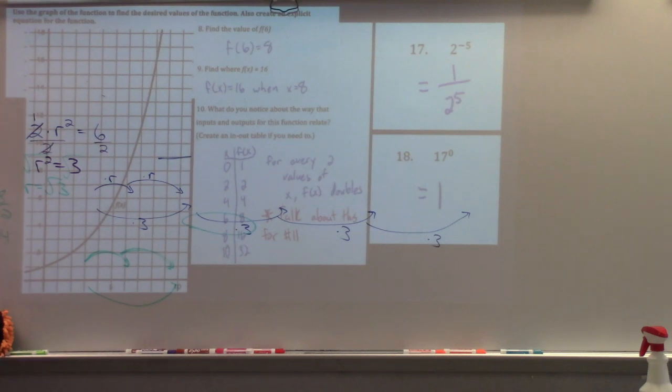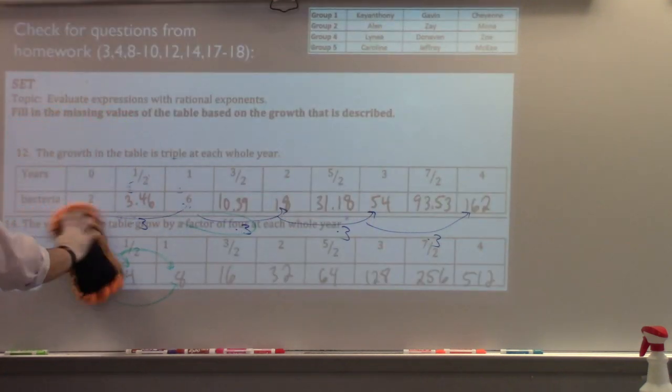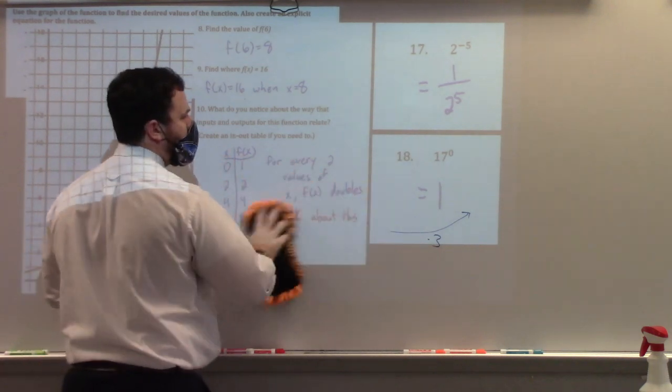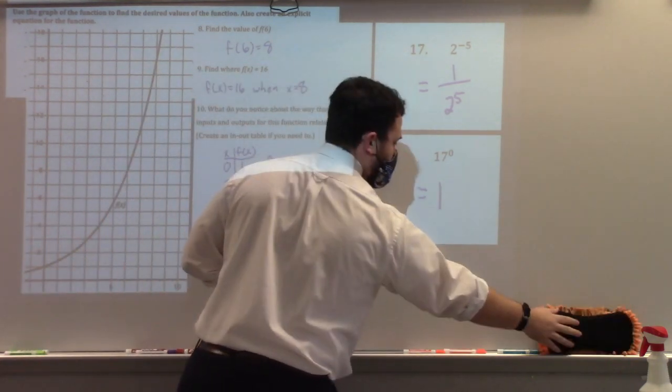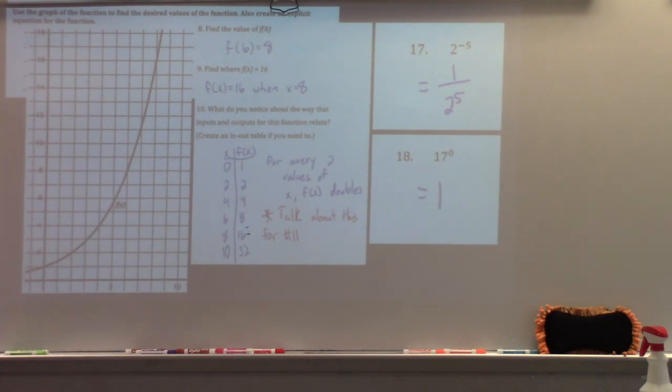Alright. So then I had you do 8 through 10 on this page. Okay, so use the graph of the function to find the desired values of the function, right? And explicit, that's your homework for tonight.